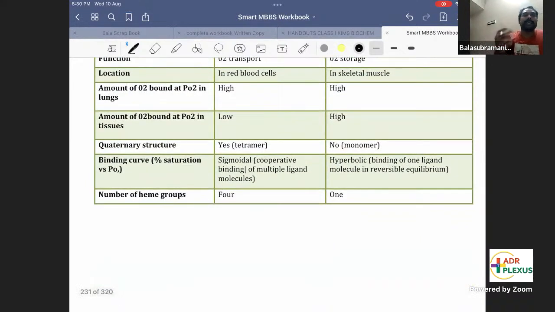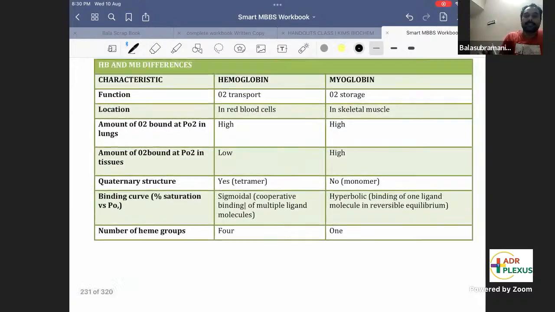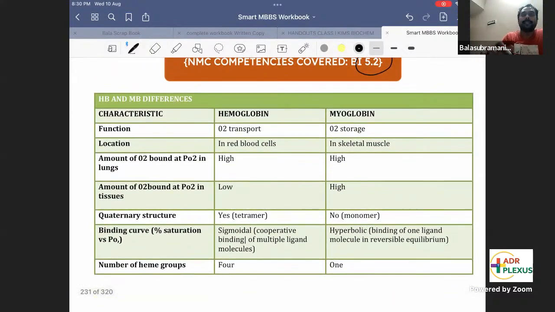So all of you know about the hemoglobin per se. There is another molecule called myoglobin. Myoglobin and hemoglobin are basically the same type of proteins, but the hemoglobin is involved in oxygen transport, whereas the myoglobin is involved in oxygen storage. And where is the hemoglobin present? In RBCs. Myoglobin is present in the muscles. And hemoglobin can bind to 4 oxygen molecules, whereas myoglobin can bind to only 1 oxygen molecule. And hemoglobin exhibits cooperative binding.